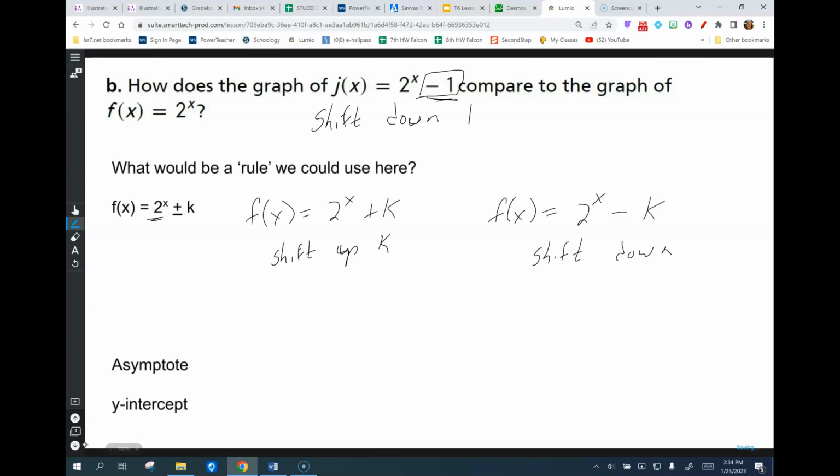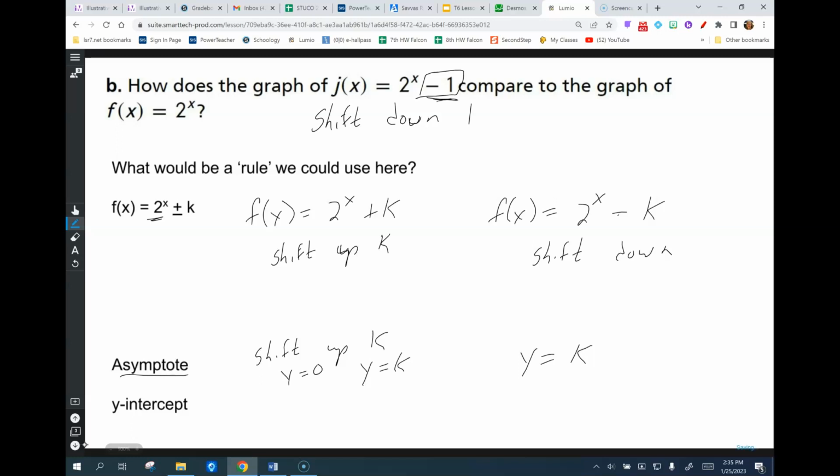Now that's also going to affect the asymptote. So my asymptote is also going to shift up k. My asymptote is usually y equals 0. So now my asymptote is going to be y equals k. Same thing here: your asymptote is going to be y equals whatever k is, and it's going to go below 0, so it's going to be a negative number.